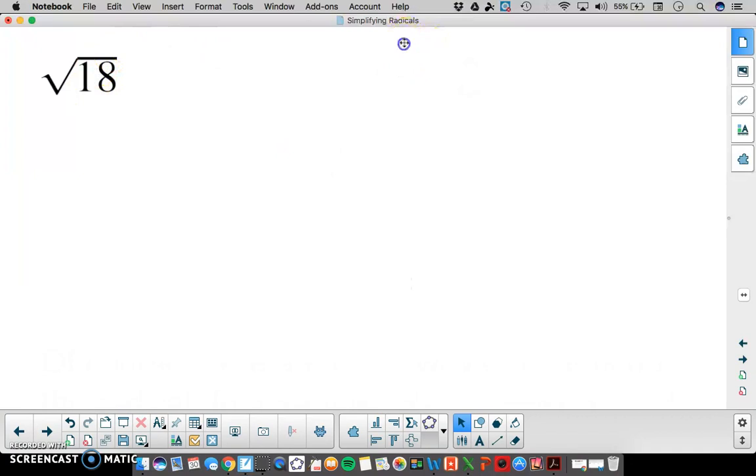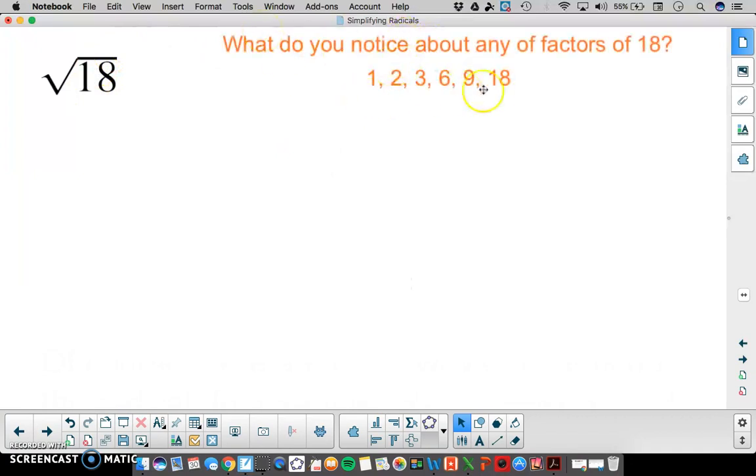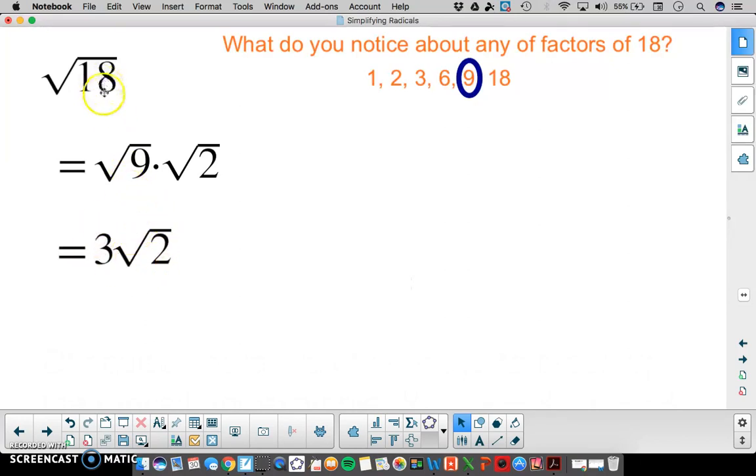So consider the factors of 18. What do you notice about any of those factors? Hopefully, because we're talking about square roots, you've noticed something about that number 9. That 9 is a perfect square. Well, if we're going to use the product property to help simplify the square root of 18, we could break that apart to be the square root of 9 times the square root of 2. But we know the square root of 9 is actually 3, so we could replace or substitute the square root of 9 with 3. So we could say that the square root of 18 simplifies to be 3 square roots of 2.